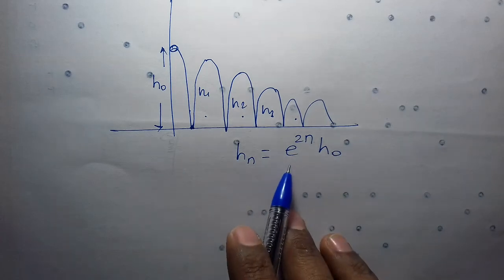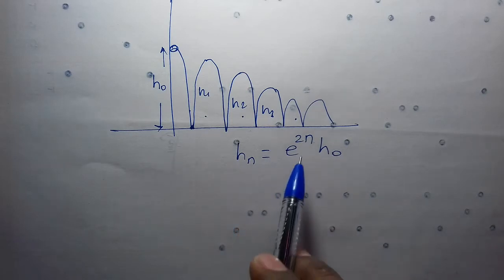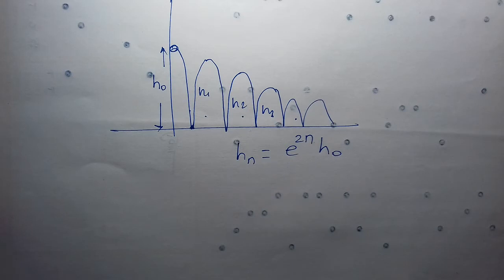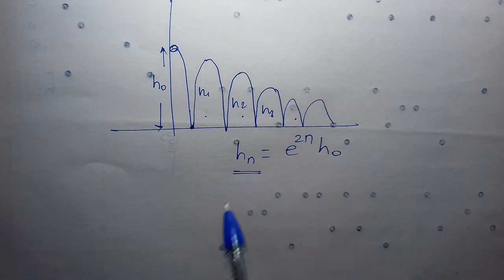E is what? Coefficient of restitution. That should be provided. N is what? N is the nth rebound. H naught is the height from which the ball is left. So we can find out the height reached by the ball in the nth rebound.